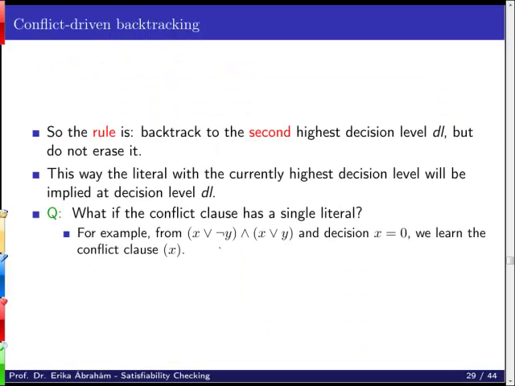Okay, so the general rule is backtrack to the second highest decision level, but do not erase it. Then our asserting clause will imply that the last literal, which was just undone, will become true, and we can assign it. So I said that we undo the last decision, at least, and we undo everything to the second largest decision level.